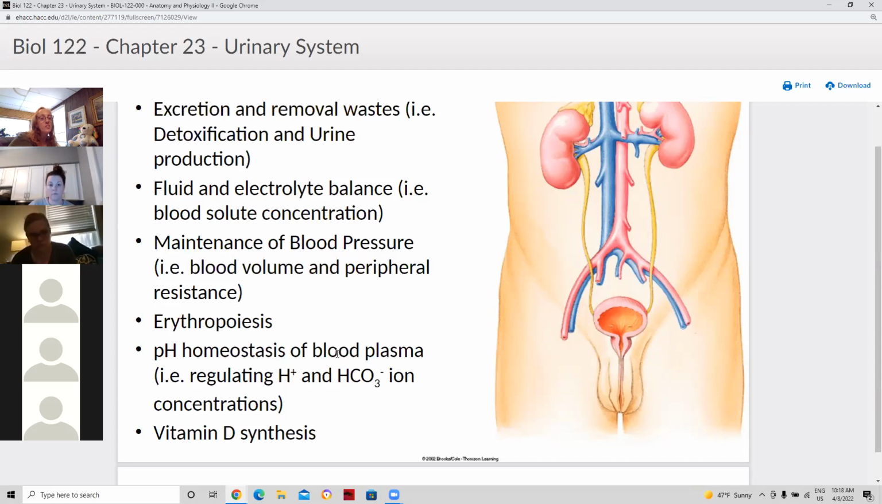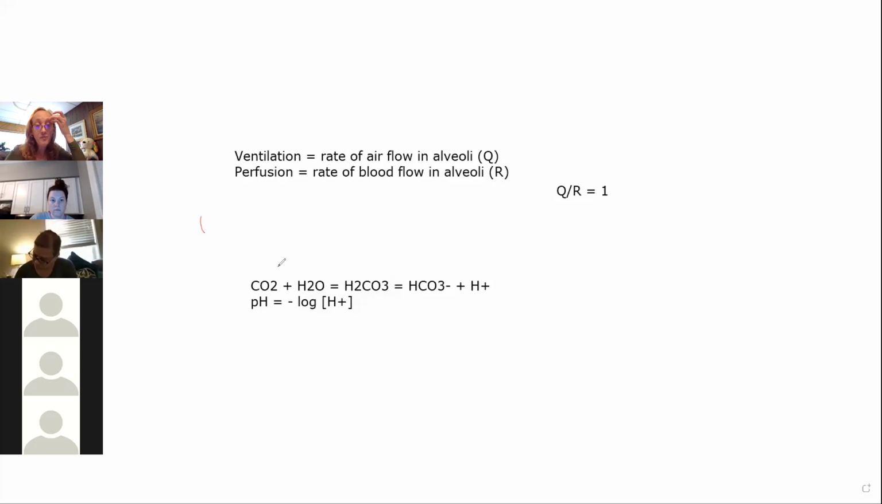pH homeostasis of the blood plasma, so regulating the amounts of hydrogen ions and bicarbonate concentrations. I'm going to stop for one quick second here. This, sorry, not graph, our major equation for measuring blood pH. Carbon dioxide plus water equals carbonic acid, that then dissociates into bicarbonate and hydrogen ions.